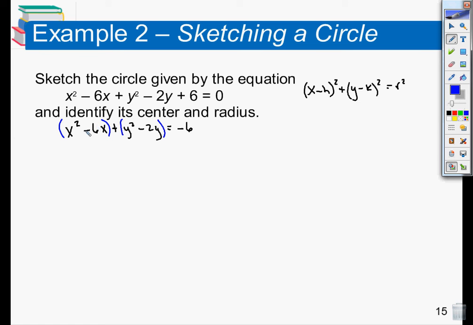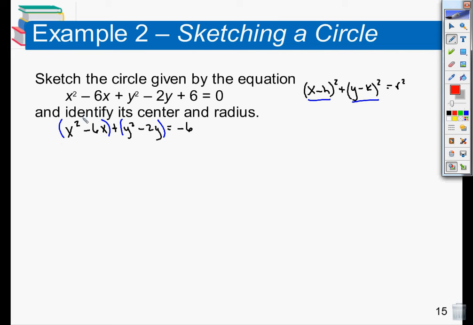And why does that even matter to me? Well, because I want them to end up like this. I want to be able to factor them down in that way. And the only way I'm going to be able to do that is if they're perfect square trinomials. So I want to complete the square on both of these two things, and then that'll make my standard form much more apparent. So I'm going to go ahead and complete the square.